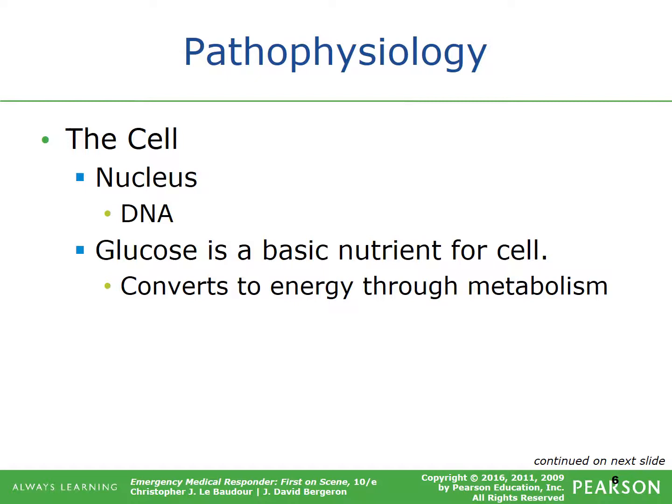All cells require glucose, water, and oxygen. Glucose, a simple sugar converted from food, is converted into cellular energy during metabolism. Cells require a balance of water inside and outside of each cell to prevent dehydration and death.